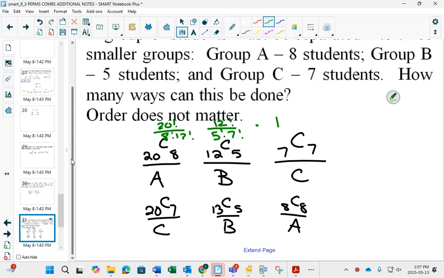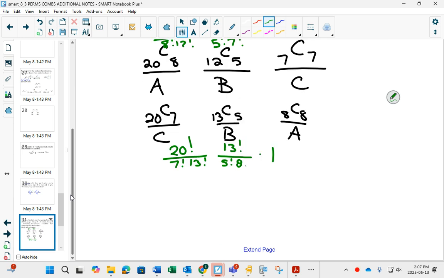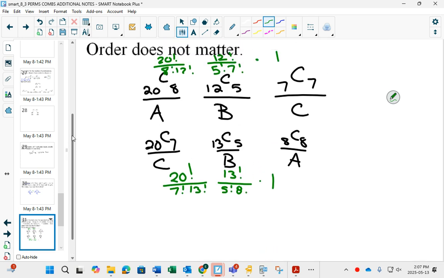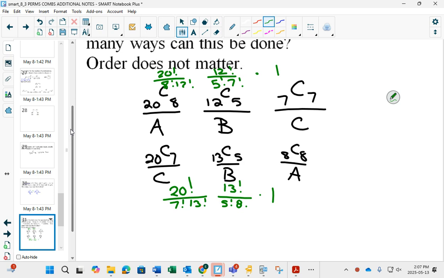And on the bottom one, I'm wondering, how are these the same? This would be 20 factorial over 7 factorial 13 factorial. This would be 13 factorial over 5 factorial 8 factorial, and this would be 1. Are they the same? Do you see that the 12 factorials would cancel here, and in this one the 13 factorials would cancel? Both of them would all end up being the same.